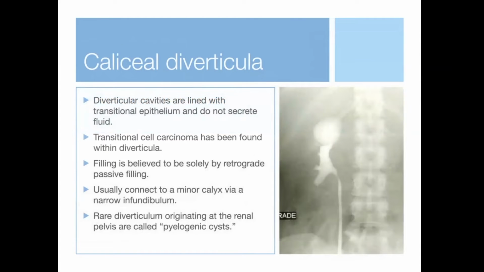It's important to remember that these are diverticular cavities, and although they're lined with transitional epithelium, they do not secrete fluid. We have identified transitional cell carcinoma or urothelial carcinoma in diverticula. The filling of these diverticula, however, is believed to be solely due to retrograde passive filling and not active filling. They're usually connected to a minor calyx via a narrow infundibulum. Again, remember, retrograde passive filling.